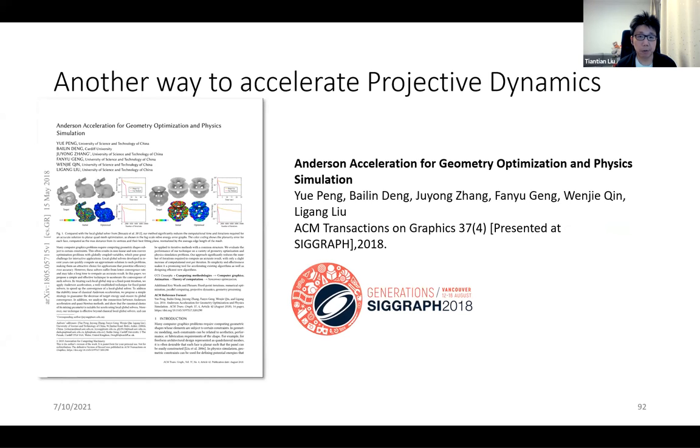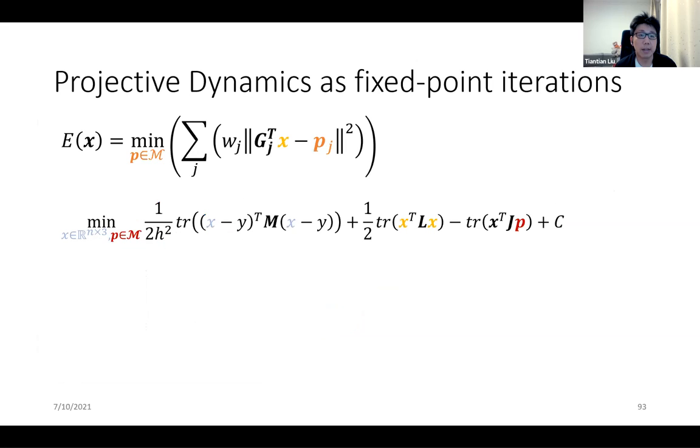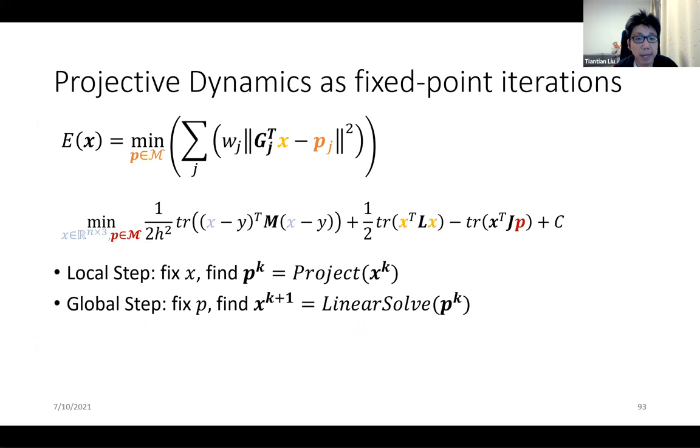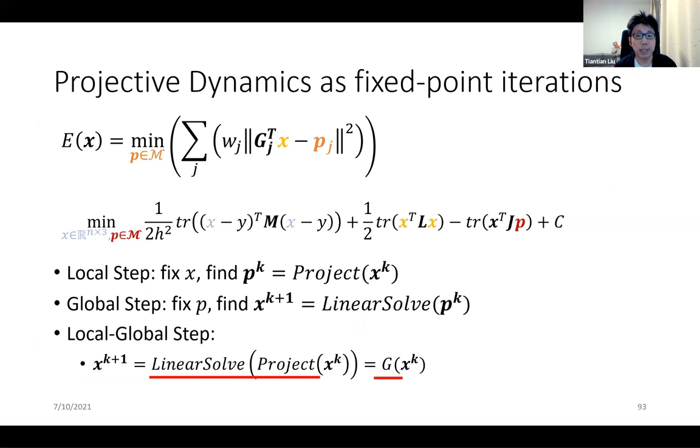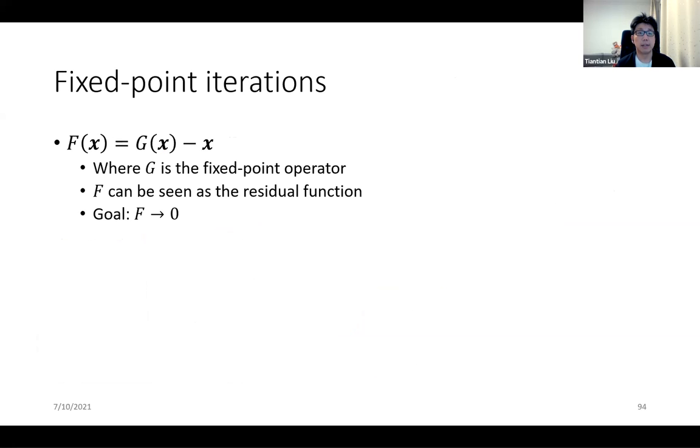There is another team of researchers who view projective dynamics as fixed point iterations and propose their way to accelerate the convergence. As we know, the key of projective dynamics includes a local and a global step. And combining them together will give us a nonlinear function g. The iterations of PD will apply the g function to the initial guess x0 again and again till convergence. So we can treat this g as a fixed point operator and denote f as the residual function. The goal is to reduce the residual function to zero as quickly as possible.